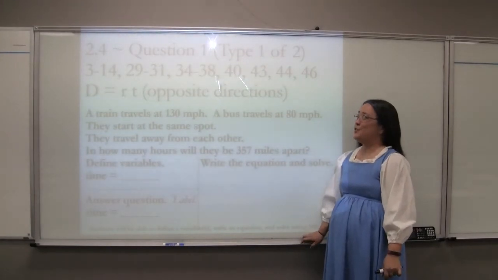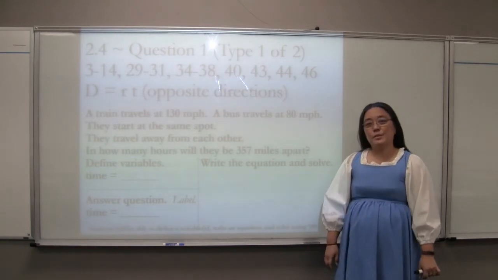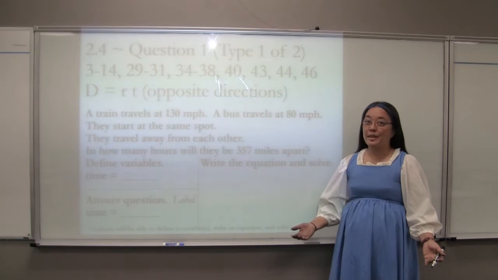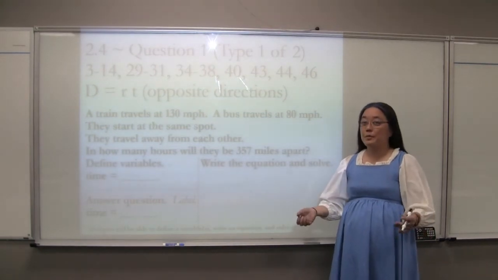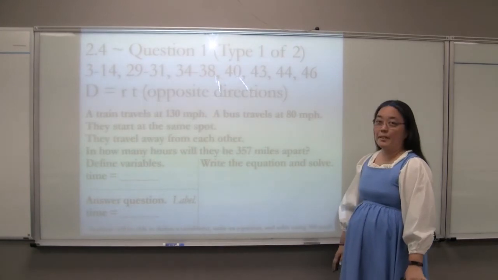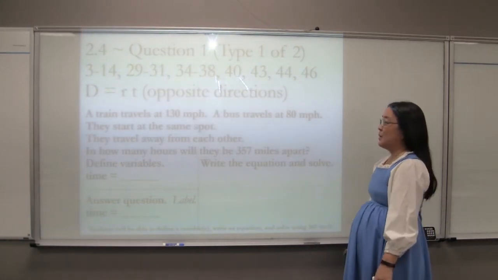Chapter 2, Section 4, Question 1, Type 1 of 2. Distance equals rate times time. You're going to have a lot of distance equals rate times time problems. You're going to have it in Chapter 2, Chapter 4, Chapter 6, Chapter 8. You're not going to get rid of them after that. They're going to come back in your college classes as well.